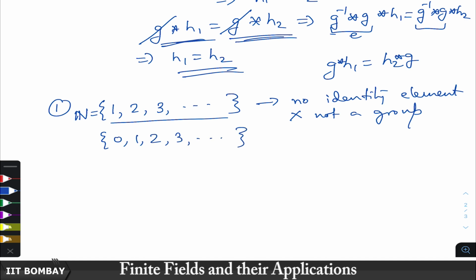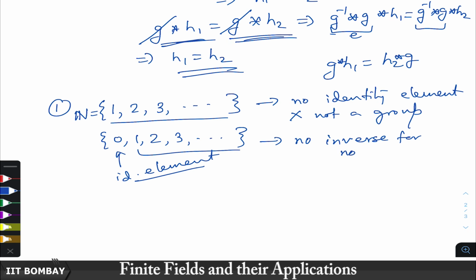Even 0, 1, 2, 3 etc., the whole numbers, identity element is there, but there is no inverse. 1 does not have an inverse, 2 does not have an inverse. Okay. So, there is no number which you can add to 1 and it will give you 0. So, no inverse for non-zero numbers. Take any non-zero number here, they do not have inverse. So, not a group.